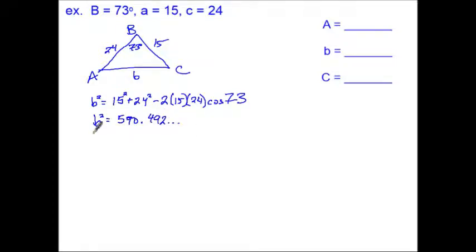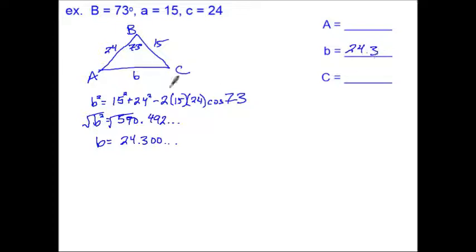Of course, at this point, we need a square root of both sides. So we do that, and we finally get that little b is 24.3, and then there's a few zeros there. But overall, as far as a final answer, I've got 24.3.